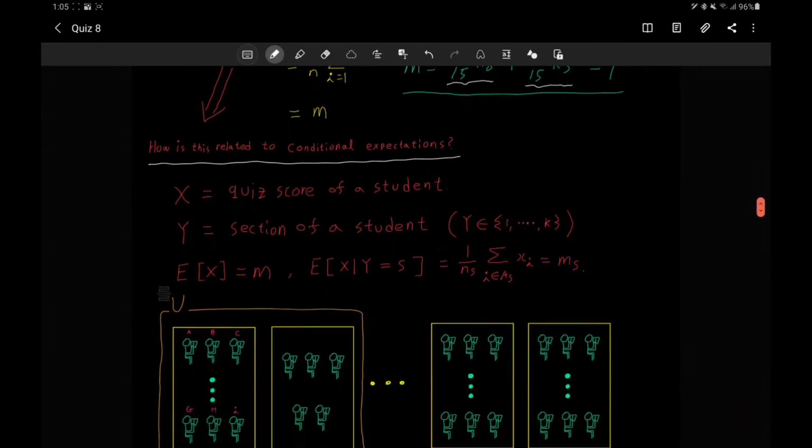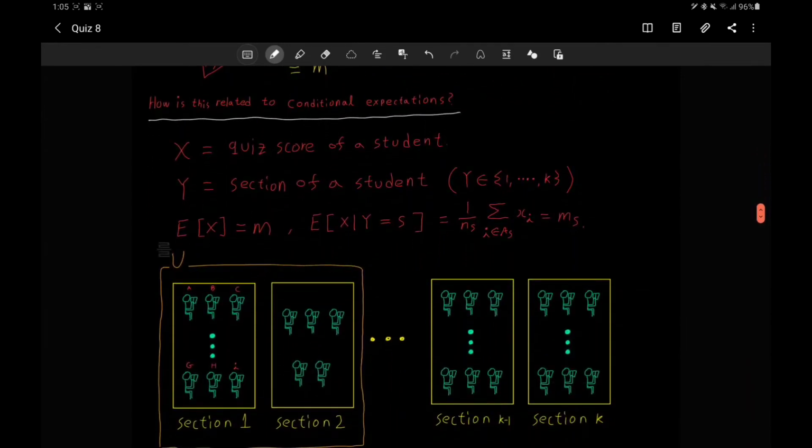Let's look at the situation of randomly selecting students from Class A. The probability that a student will be selected is 1 over n. Now, two random variables are considered. In this case, the mean is m, and in section S, the mean is defined as follows. Y equals S means when a student in section S is selected, and all students in that section have a 1 over n_S chance of being selected.